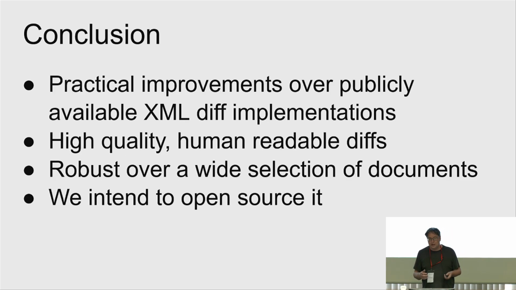So in conclusion, Natural-xml-diff has practical improvements over many of the publicly available XML diff implementations. It produces high quality diffs thanks to the J&diff algorithm and some of the improvements. It appears robust over a wide selection of documents, and we intend to open source it.